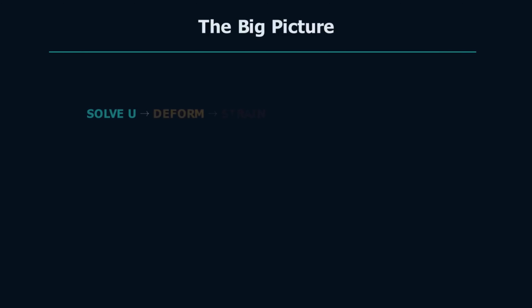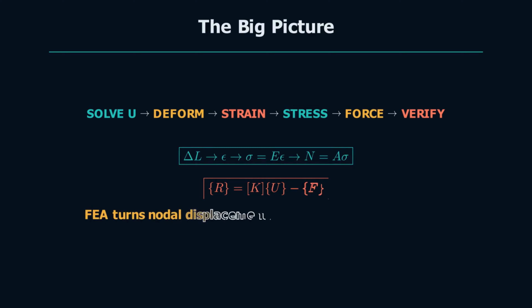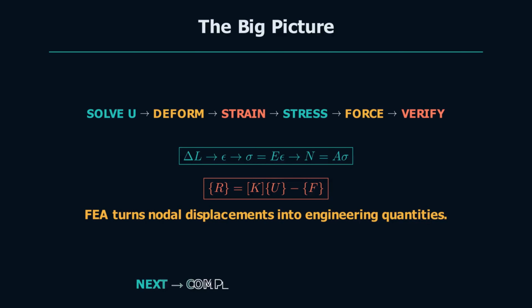We have completed the post-processing stage. The finite element solution gives nodal displacements, and those displacements give member deformation, strain, stress, and axial force. The important point is that stress and force were calculated directly from the displacement solution, geometry, and material properties. In the next tutorial, we will combine these ideas into a complete reusable two-dimensional truss finite element solver.